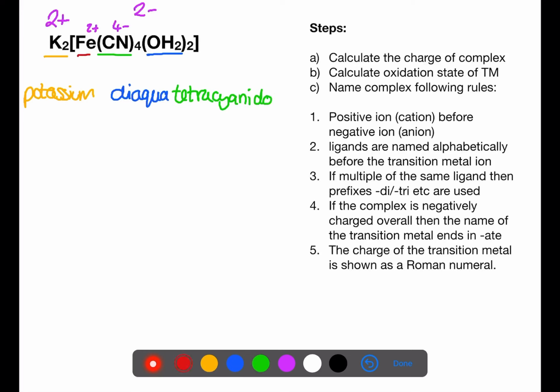Overall, the square bracket part is negatively charged, which means we need to use the Latin name, which is ferrate. We then need to put the charge of the metal, which is 2+, in brackets after. So overall, the name of this compound would be potassium diaquatetracyanidoferrate(II).